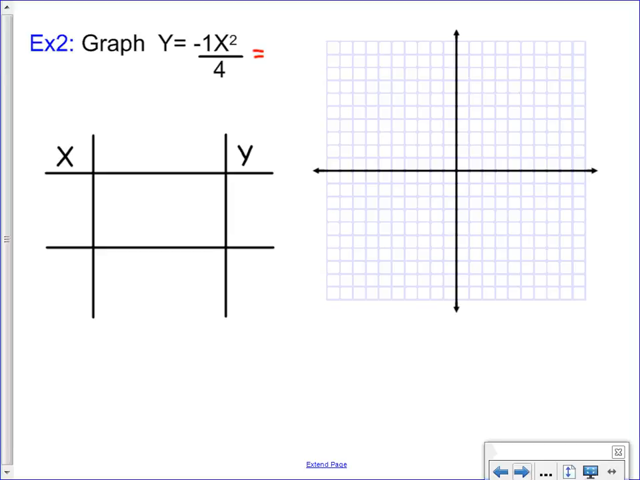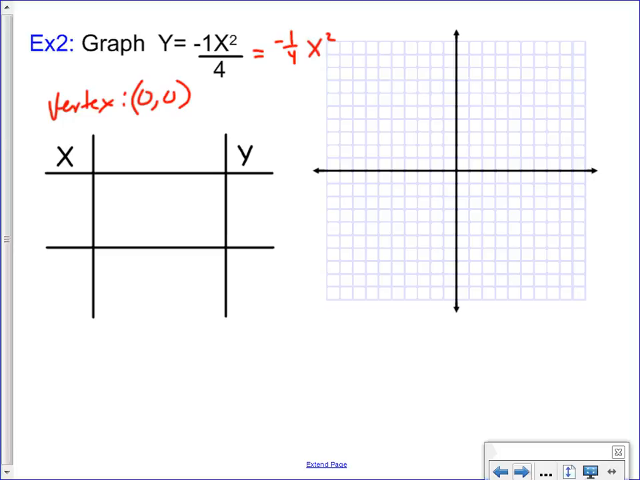Here's the deal. You can pull that 1/4 out. So that negative 1/4 can pull out, and that's x squared. What's my vertex? It's still 0, 0. That's easy, right? Now that 1/4 is going to do something for you. Not only is it a 1/4, it's a negative 1/4. So instead of opening up, it's going to open down.